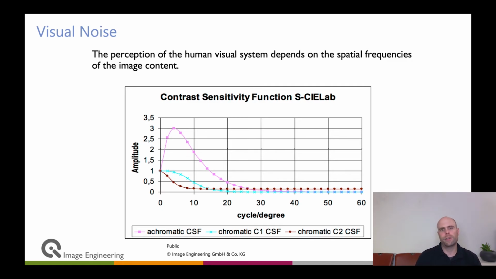What you can also see in this graph is that the achromatic CSF, so the intensity, is much higher than the chromatic CSF, which is the color information.